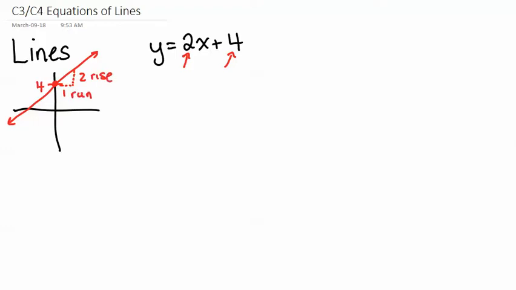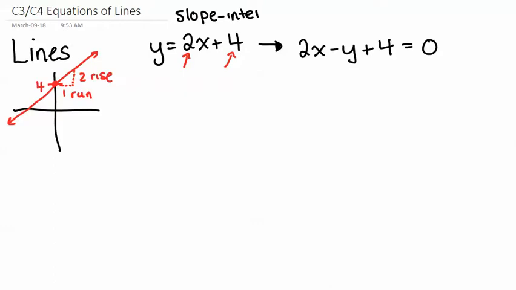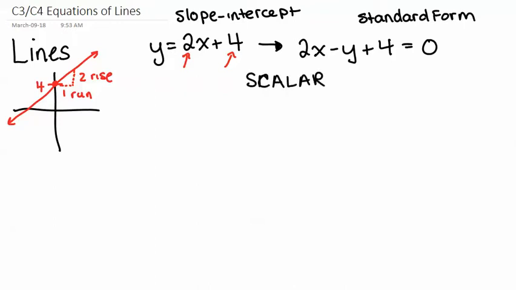I also know I can put this equation in another form, standard form, where I put everything on one side. So like 2x minus y plus 4 equals 0. So this would be called slope-intercept form. And this would be called standard form. And we now call both of these equations the scalar equation, now that we're in the vectors unit. So these are called scalar equations.